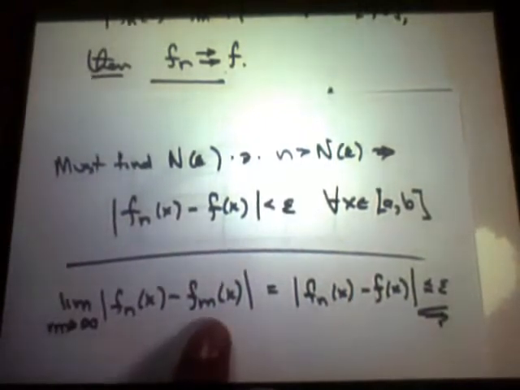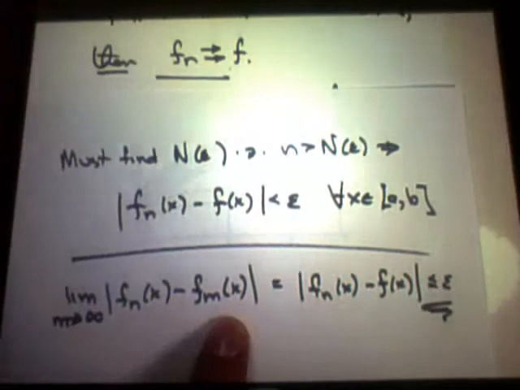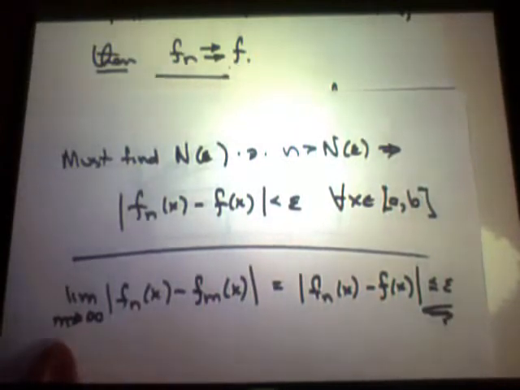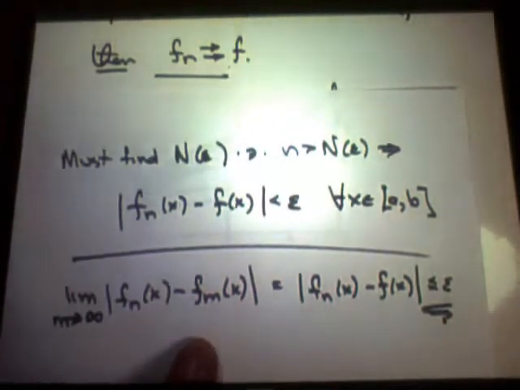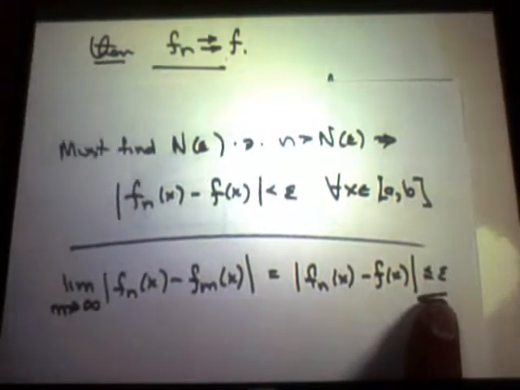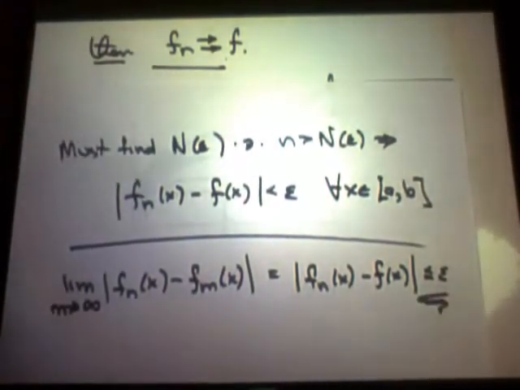That's what I'm doing over here. As I let n go to infinity, what I note is every one of these things with an n and an m is less than epsilon. Basically, when I let n go to infinity, I'm finding the supremum of these. They're all less than epsilon, so the supremum is never greater than epsilon. It's less than or equal to epsilon. So this limit has to be less than or equal to epsilon. That's it.